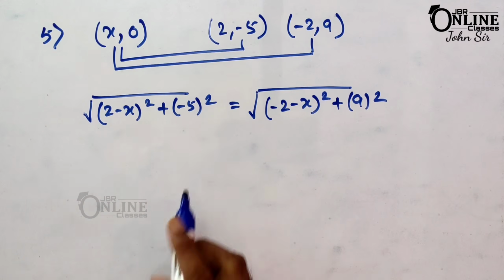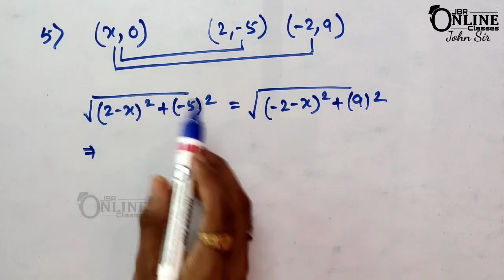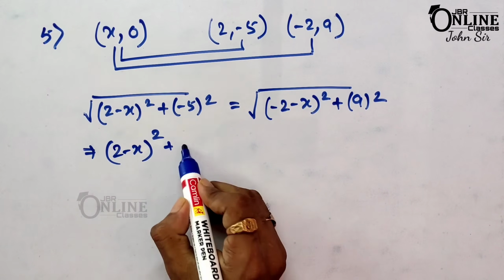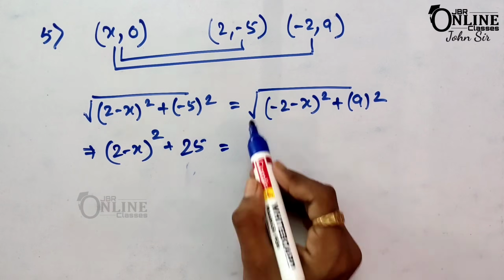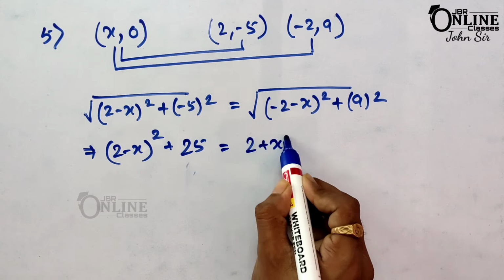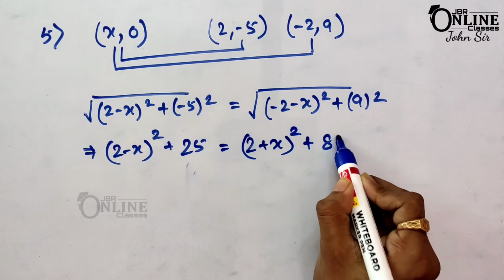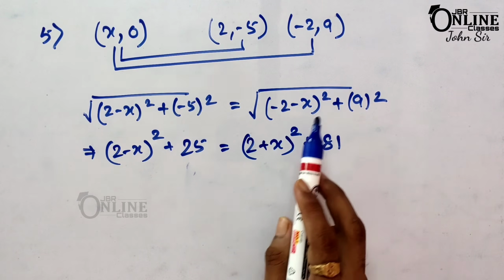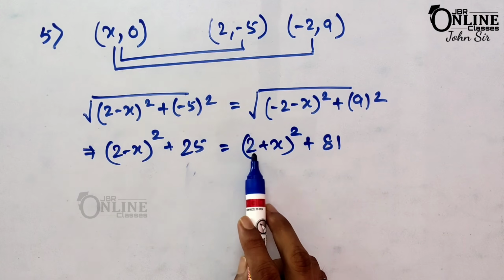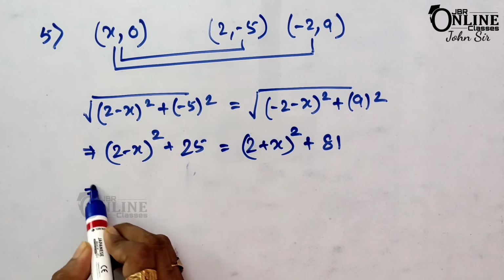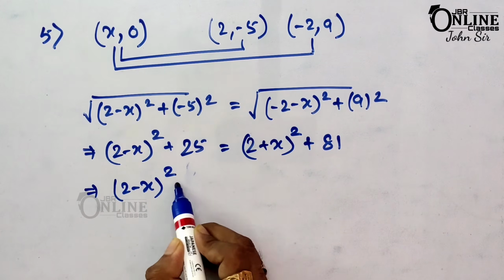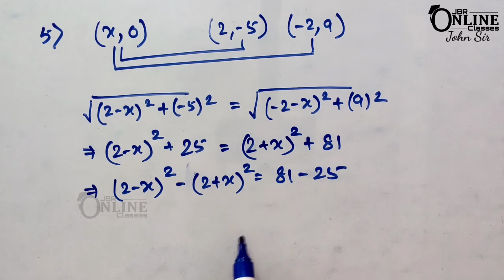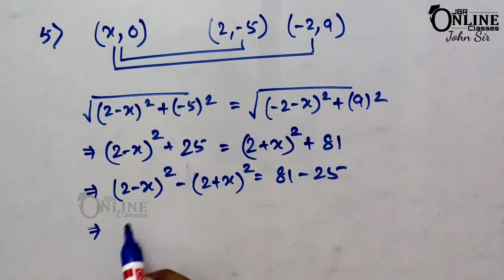So now squaring both sides, it will be here 2 minus x whole square, and here it will be 5 whole square, that means 25, and this one will be 2 plus x whole square, and it will be 81. Okay, you know that a negative number in the square will always be positive. So if you take the common negative out here, it changes into 2 plus x whole square. So now write down here 2 minus x whole square minus 2 plus x whole square, and here 81 minus 25.